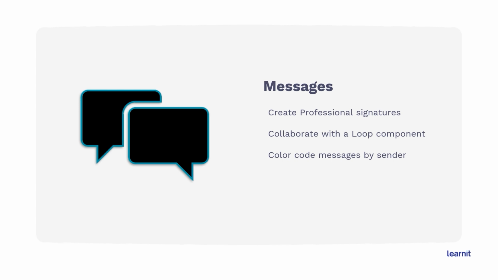Welcome back. Well, hopefully you had some fun simplifying the interface, looking at some efficient layouts, and creating some quick steps there as well. We'll move on to lesson 2. We'll talk about just how we can get more out of our messages. We'll spend some time creating professional signatures together. We'll take a look at the loop component, where we can collaborate with others right inside of our email. And we'll talk about how we can use conditional formatting to color code messages by sender.